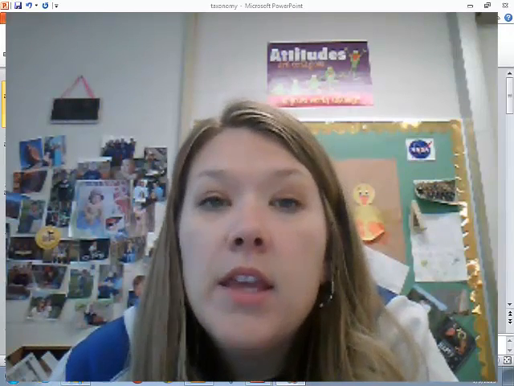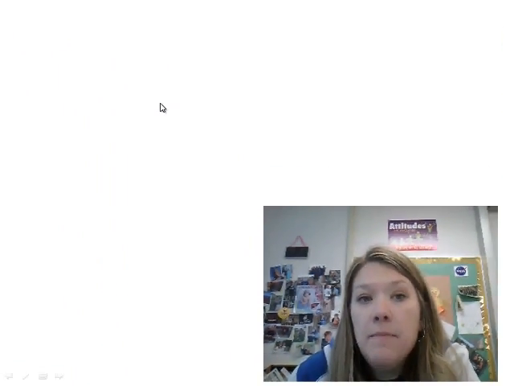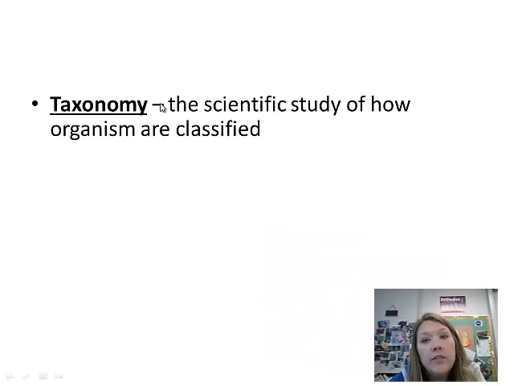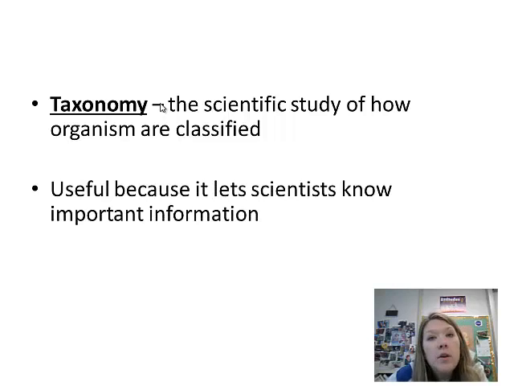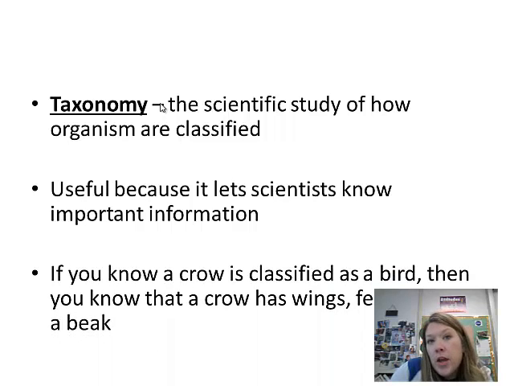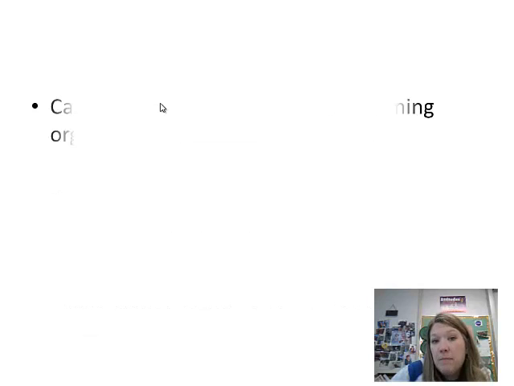Okay, guys, this is all about taxonomy. Taxonomy, we know, is the scientific study of how organisms are classified. This can be really useful because it gives scientists really important information, such as if we know that a crow is a bird, then we know that a crow has wings, has feathers, and it has a beak.